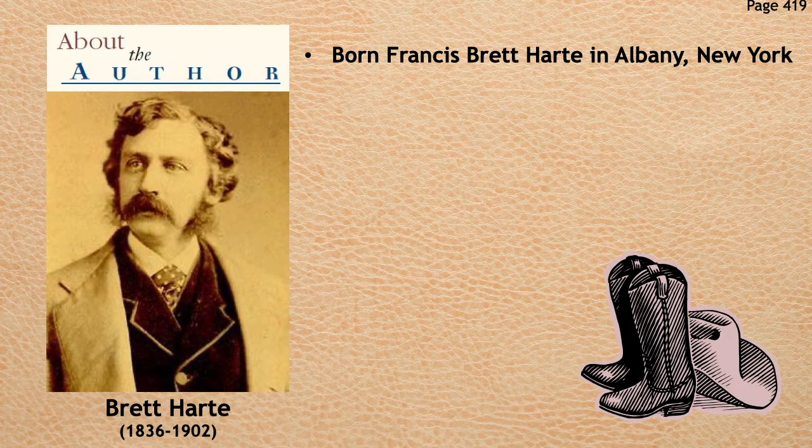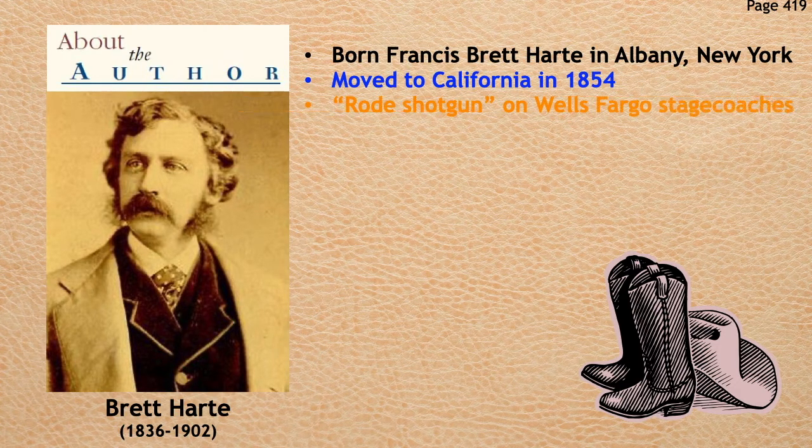She moved to California, and he went with her at that time. He had a variety of jobs. He worked as a teacher for a while. But when he gets to California in 1854, he's got an informal education. He's going to work a lot of different jobs. And one of them is he rides shotgun with Wells Fargo.